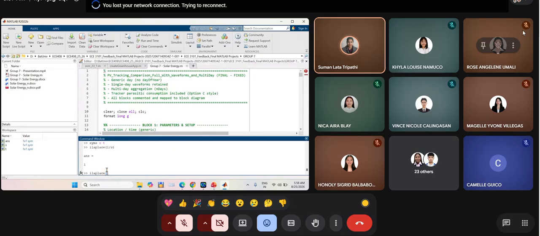Ilaplace of 1 by s minus 2, power 2. Let us see. It is 1 by (s minus 2) square. And let us see what is the answer for this.